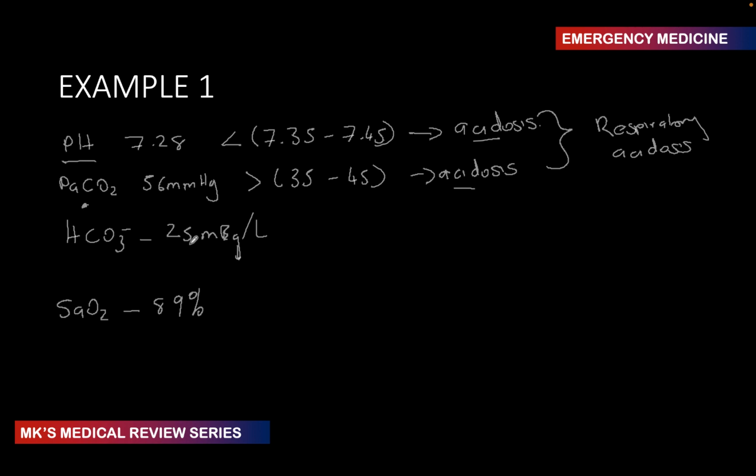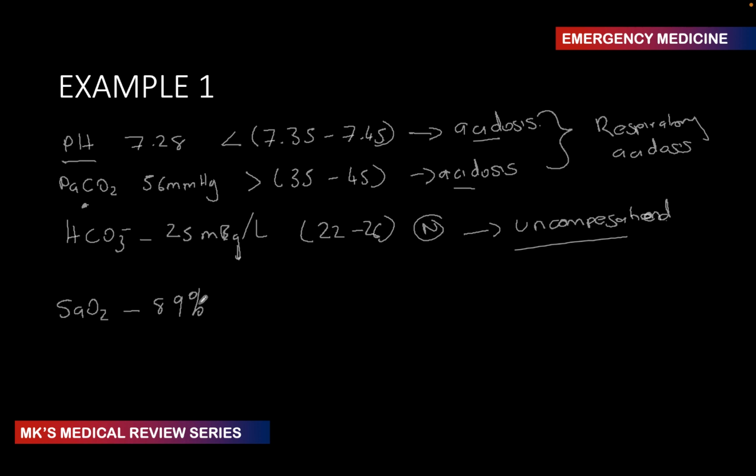Our bicarb is 25. Remember that our normal bicarb is going to be 22 to about 26 milliequivalents, but this here is 25, so it's within the normal range. So this is normal. You would expect that if there's an acidosis, our bicarb here would be increased, higher than 26, but it's not. So most likely this person has not compensated, because remember that compensation in the metabolic system takes a very long time. So this one here is an uncompensated type of thing.